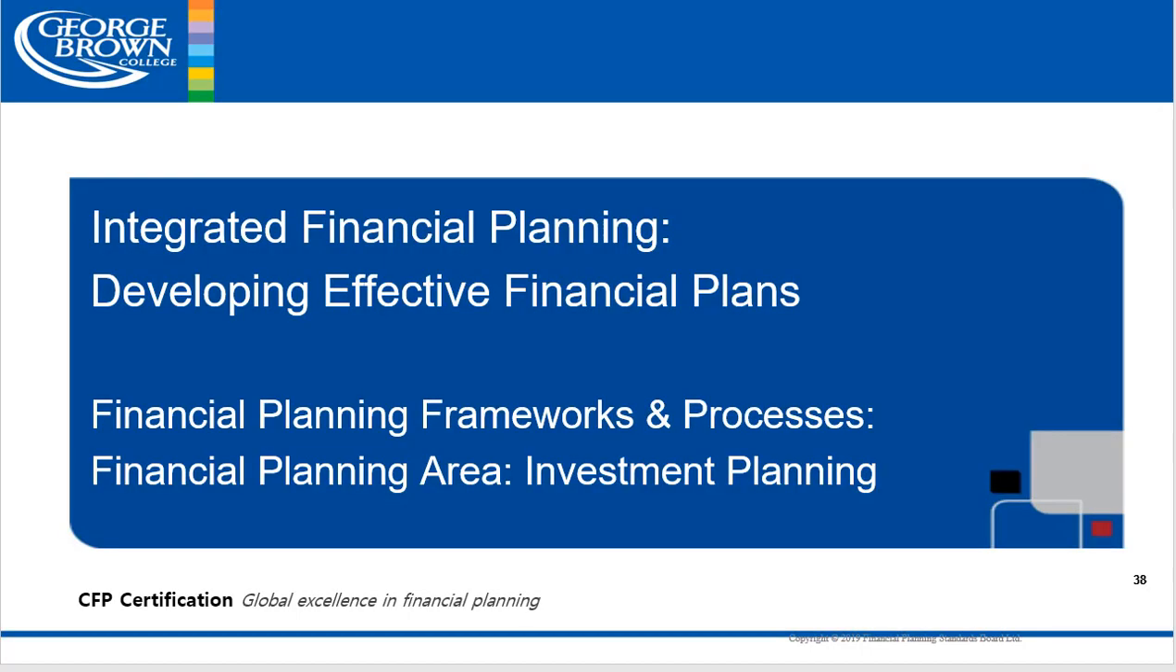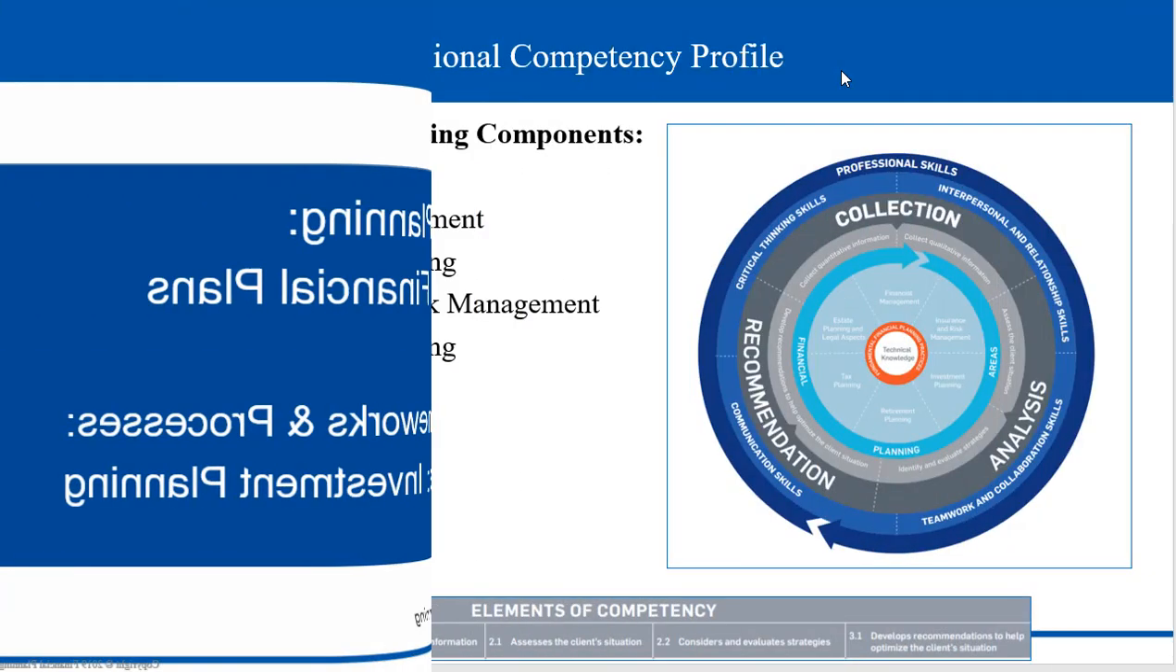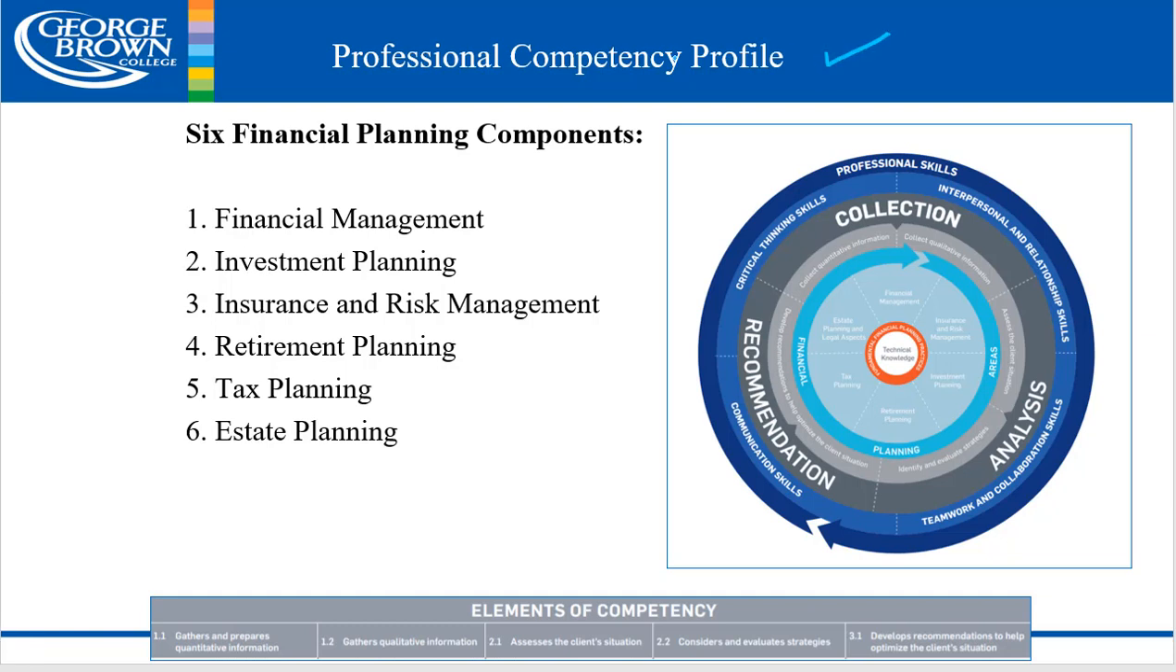This video series is Integrated Financial Planning, Developing Effective Financial Plans. We've been looking at different financial planning frameworks and processes, and the topic for this video is the financial planning area of investment planning. Just a quick review of the professional competency profile. There are 6 financial planning components or areas: financial management, investment planning, insurance and risk management, retirement planning, tax planning, and estate planning. So in this video we're going to be looking at investment planning.